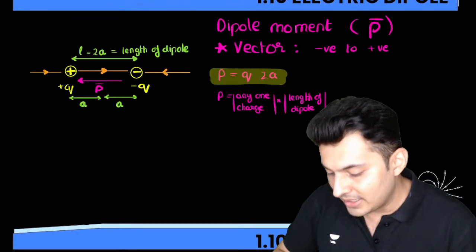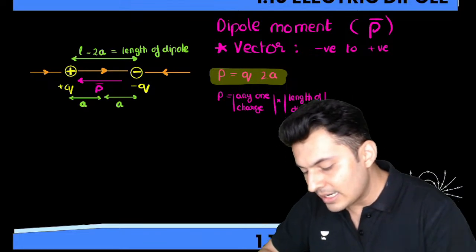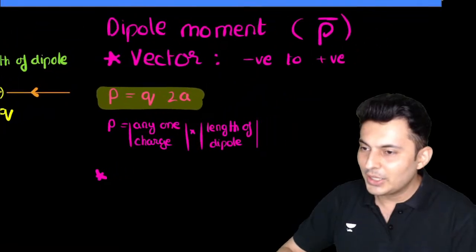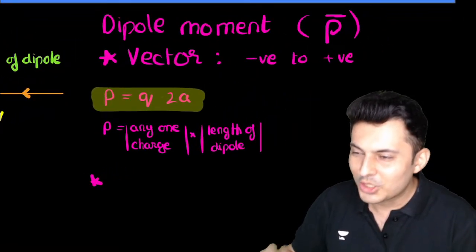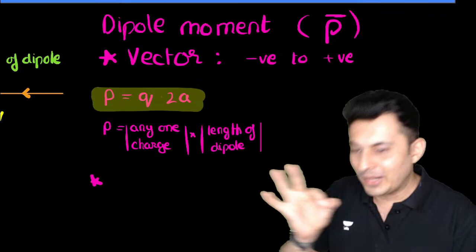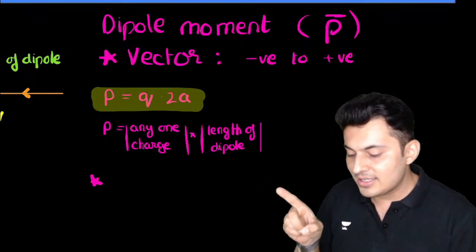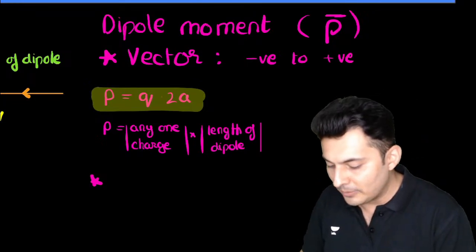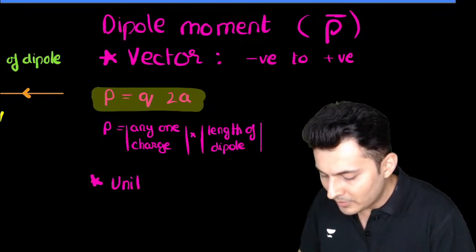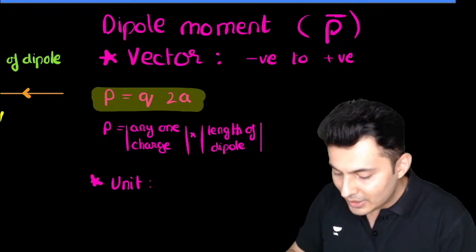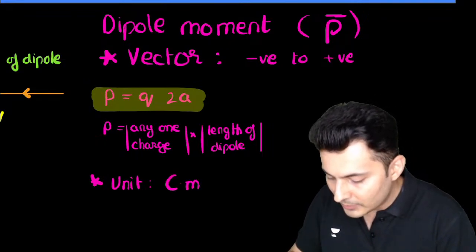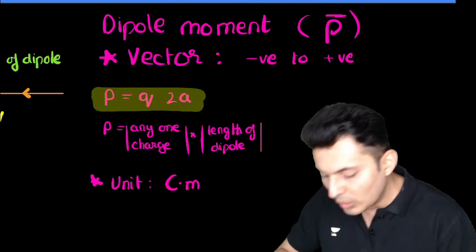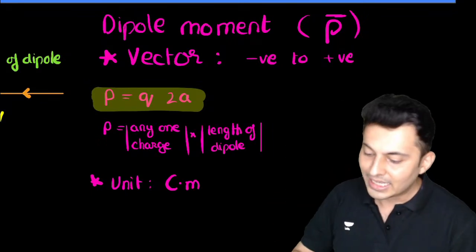Now, my dear students, can you think clearly and tell me what should be the unit of dipole moment? SI unit. Think. Charge is there, length is there. Charge is in coulomb, length is in meter, so it will be coulomb meter. Coulomb into meter, that is the unit. Very good. So coulomb meter is the answer.